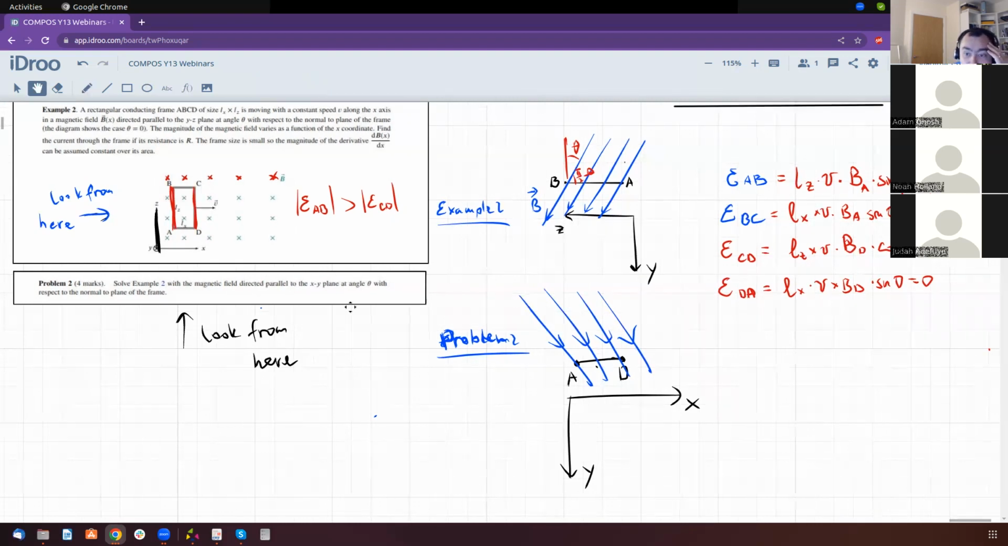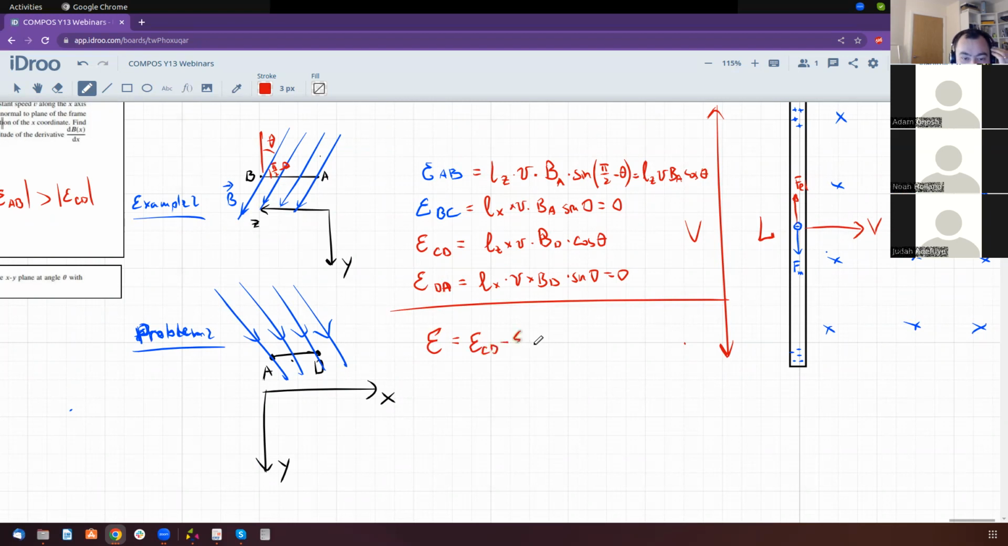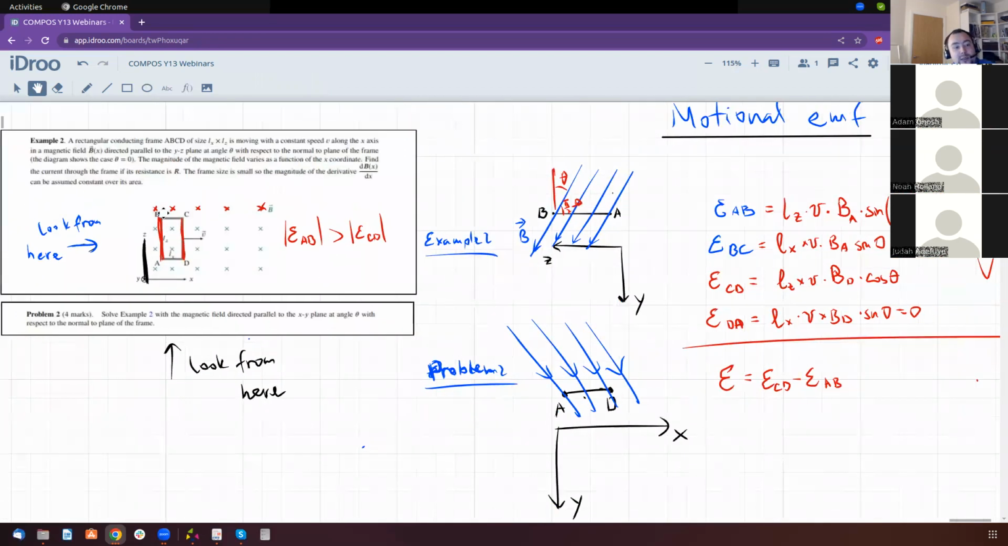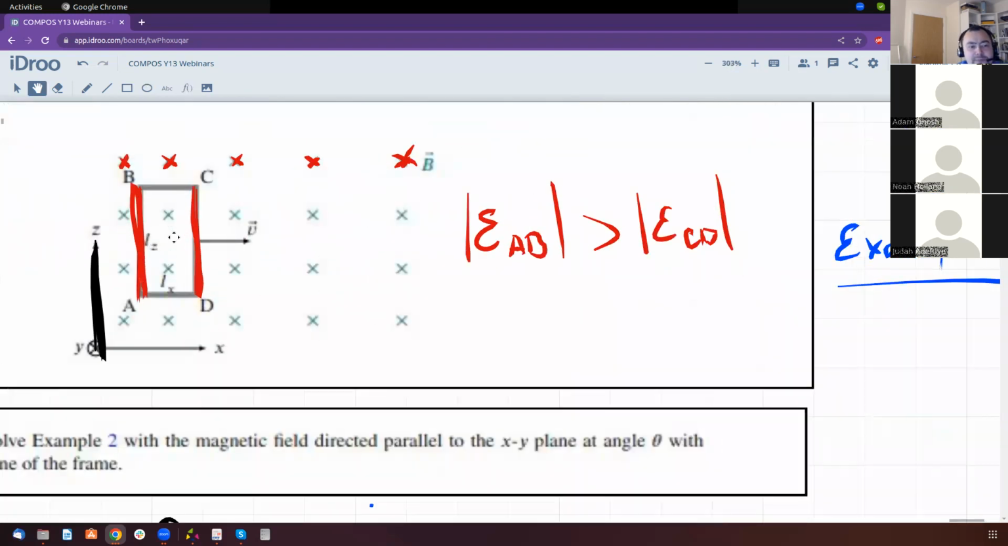And then what we have is the total EMF. So total EMF is the EMF in, well, let's say CD minus EMF in AB, because the EMFs are opposite to one another. One EMF is pushing the electrons clockwise, and the other one is pushing anti-clockwise. You can work out which one using the left-hand rule.